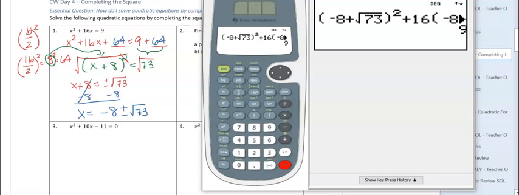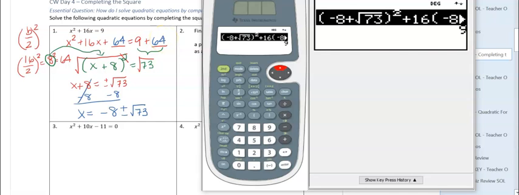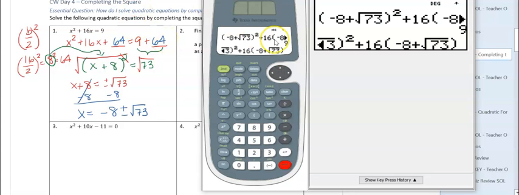I can do the exact same thing, but instead of negative 8 plus the square root of 73, I'm going to do negative 8 minus the square root of 73. Do the exact same thing. For the sake of time, I'm just going to bring that down and modify this. Instead of having it be plus, I'm going to make that minus. And I'm going to do the exact same thing over here, because it takes too long to type the whole thing in.